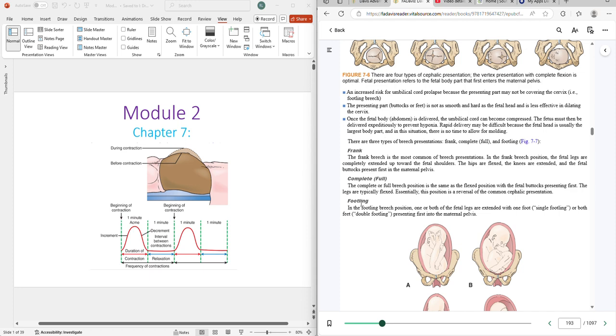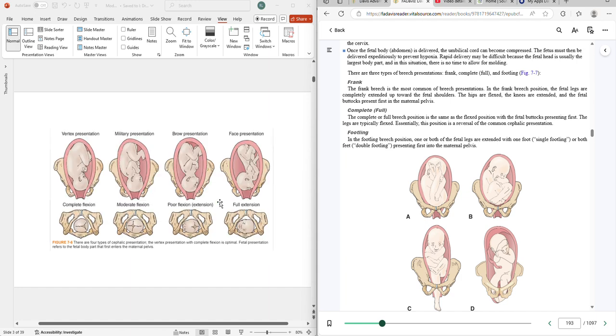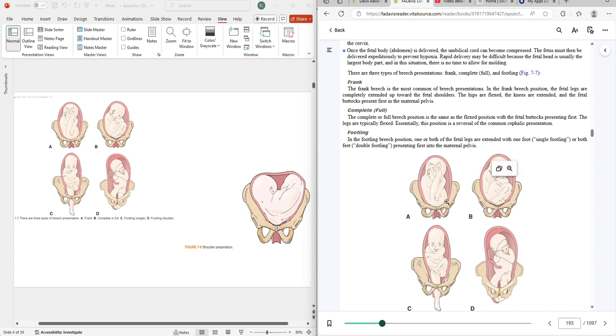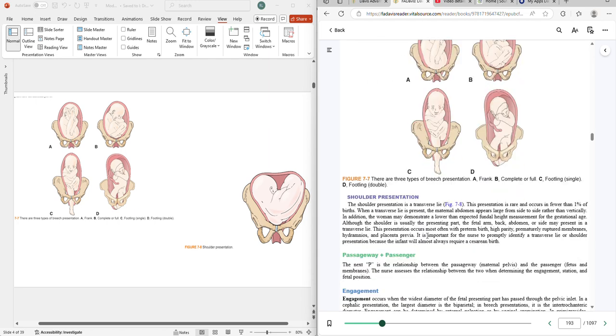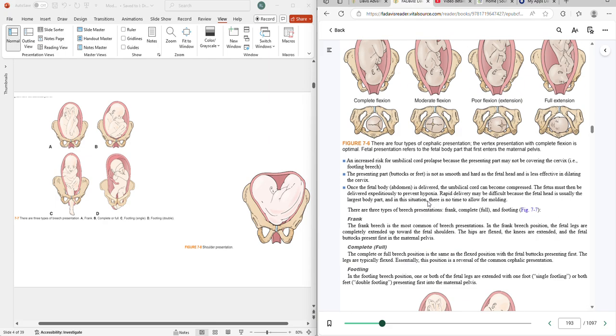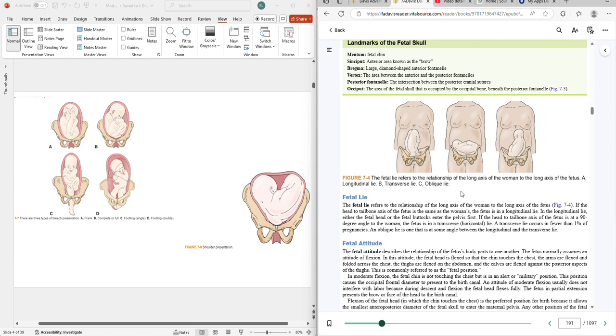Then you have frank, complete, and footling. So frank, this is on page 192. There's that picture. So here, frank is buttocks first, straight down. Complete or full is where the baby's kind of crisscross, straight down. Footling is when a foot comes out first, and double footling is, of course, both feet coming out. Shoulder presentation is where it's a transverse lie, like here, and the shoulder is coming out first.